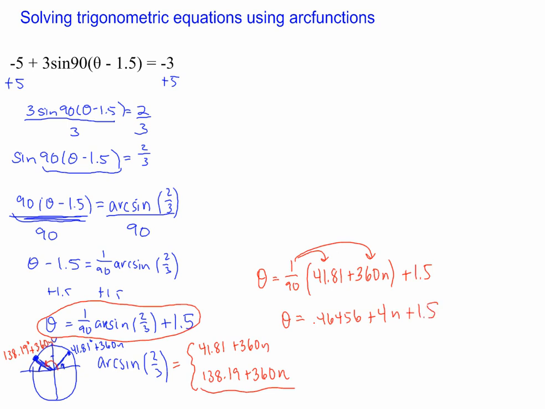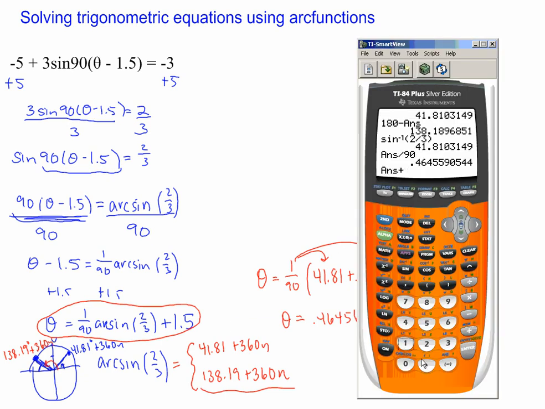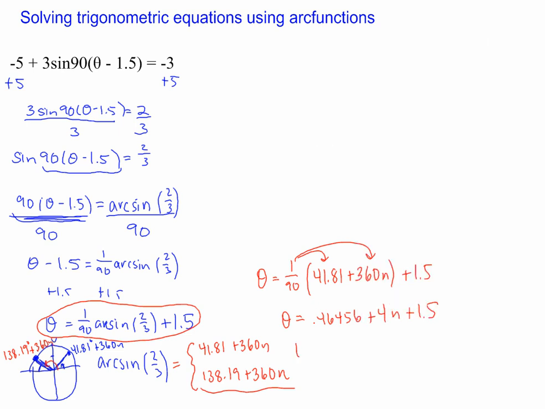Now I'm just going to combine like terms. I add 1.5 to the 0.46456, and I get 1.96456. Theta equals 1.96456 plus 4n. Okay, so that's half of my answers.